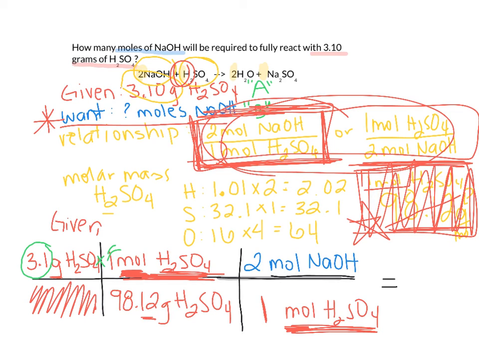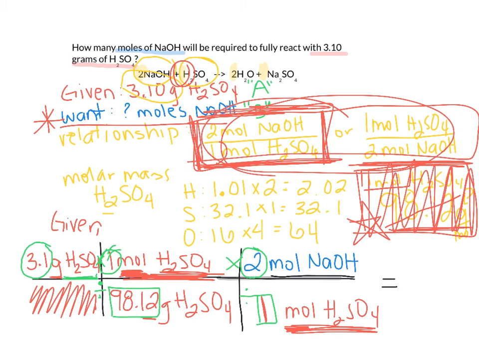So we're taking the 3.1 and we're multiplying by the 1. We don't worry about the H2SO4 here. That's just a unit. So it's just these numbers out in front. 3.1 times 1 times 2. And without writing anything down, without stopping, without hitting the equal sign, we're going to divide by 98.12, and we're going to divide by 1.